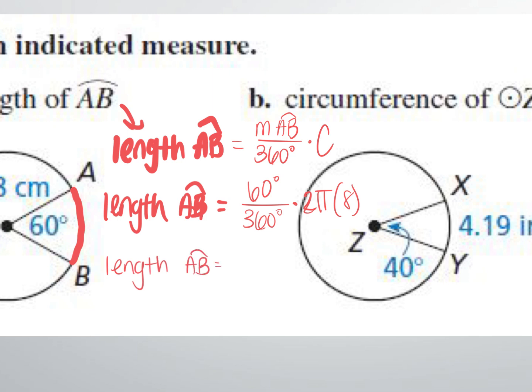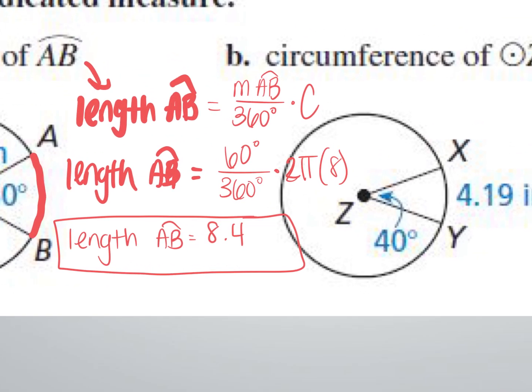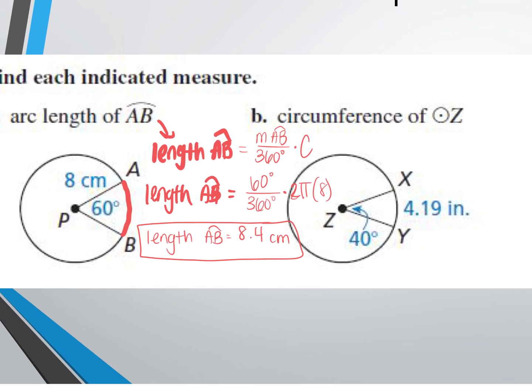What'd you get, Christian? 8.4 if you round it to the tenth. I think I got that too. 8.4. Can anyone confirm that? German, you're good? Okay, what units does this need? Centimeters. Hey now, can I explain what we just found?